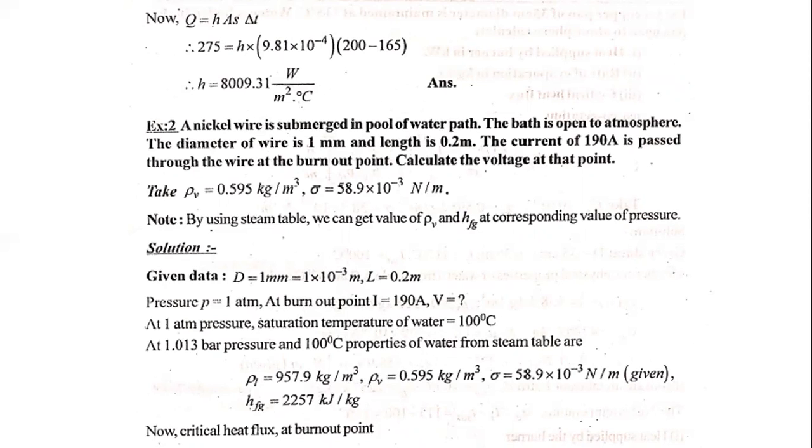So at 1.013 bar pressure and 100 degrees Celsius, evaporated water in the steam table, we are getting the density of liquid as 957.9 kg per meter cube. The density of vapor is 0.595, which was already given in the question, and sigma is equal to 58.9 into 10 to the power minus 3 Newton per meter. Similarly, enthalpy of vaporization h_fg is 2257 kJ per kg.